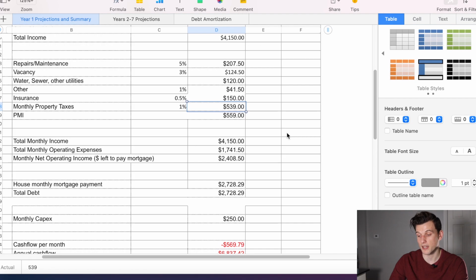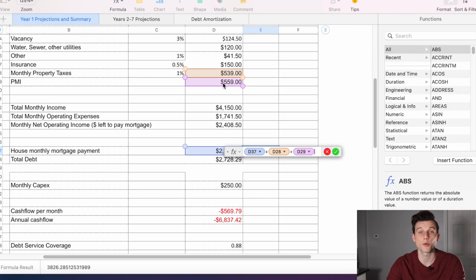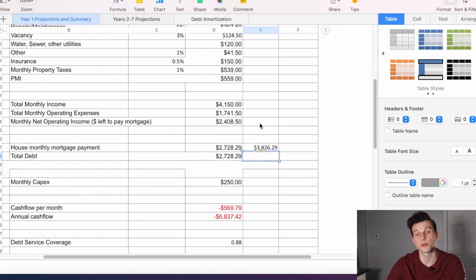Our monthly property taxes were listed at $539 on the site. Again, that may differ. You just want to look at the actual property taxes to get the correct numbers for this. And our PMI, which is extremely large, is going to be $559. Again, while we're living here and looking at the mortgage, we have roughly $3,900 in mortgage expense.